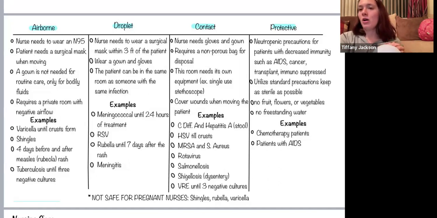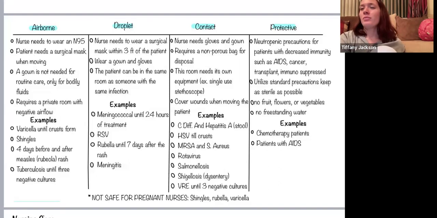When you have a patient on contact precautions, the nurse will need a gown and glove. And when we're disposing of anything that is soiled, we're going to need a non-porous bag. The room will need its own medical equipment, such as a single-use stethoscope and single-use blood pressure cuff, because the infection is spread through physical contact. Examples include lots of our stool, C. diff and hepatitis A. We've got MRSA, rotavirus, dysentery, VRE, salmonellosis.